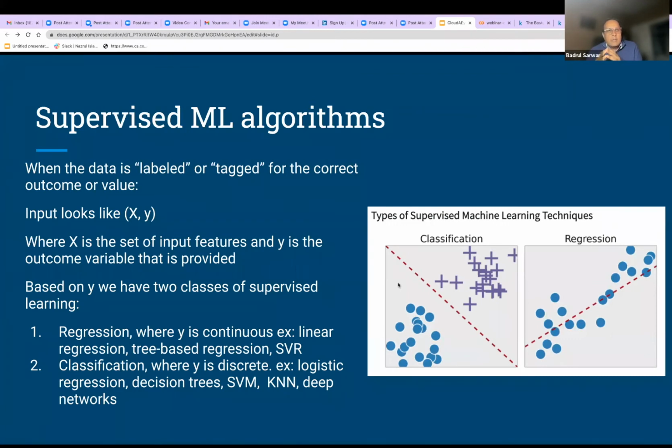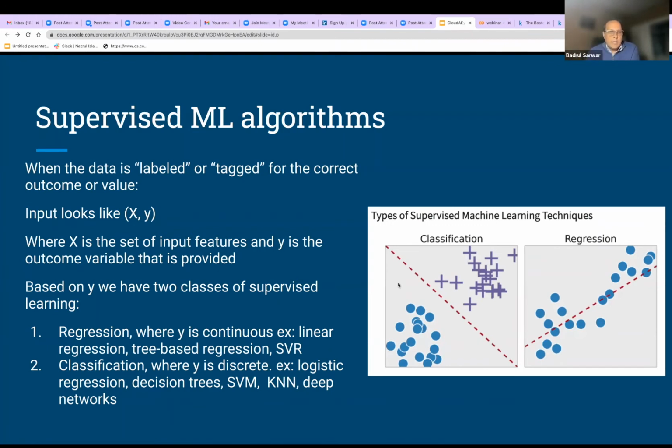Then we call this type of supervised learning algorithm regression, such as linear regression, tree-based regression, support-vector regression, and so on. But if the outcome variable or the label that is given to us is a binary label, for example, like loan approved or not, something 0 or 1, something is a cat or dog, then this type of supervised learning algorithm is called classification. And there are lots of different classification algorithms. In the next lectures, we will go deep into these classifications one by one.